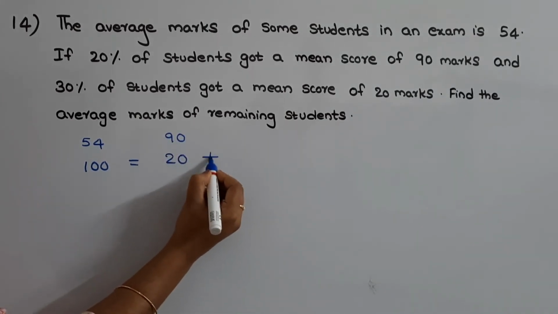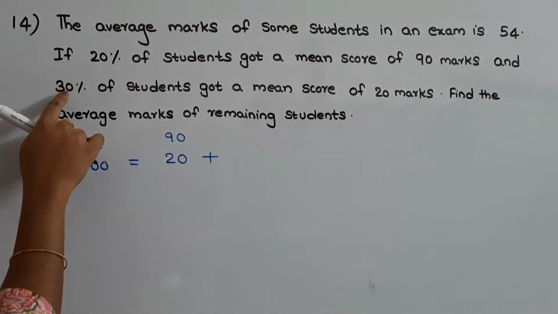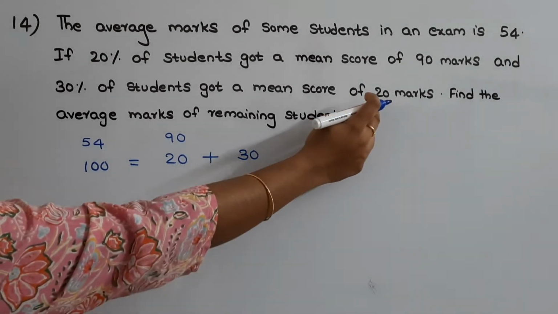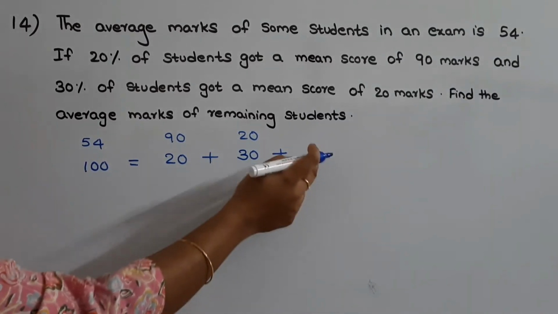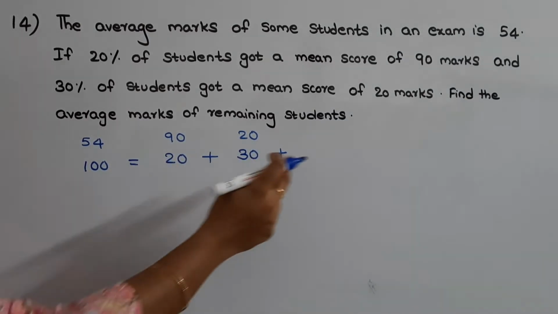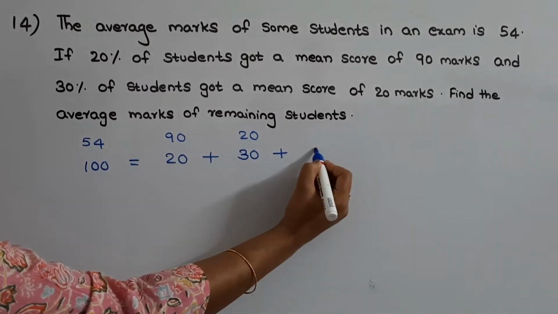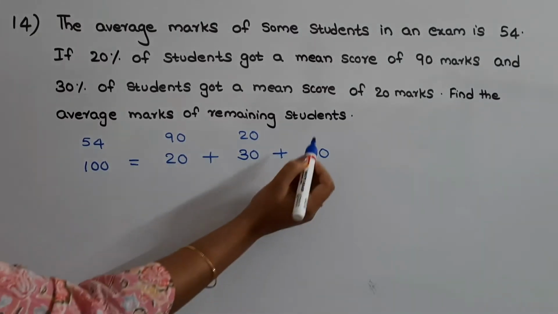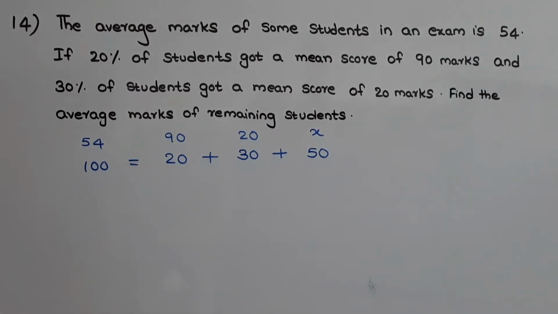Now they have given the average marks scored by 30% of the students as 20. So 30% of 100 is 30. So the average marks of 30 students can be written as 20. So we need to find out the average marks scored by remaining students. So what will be the remaining students? That will be 100 minus 20 minus 30. That is 50. So we need to find out the average marks scored by 50 students. So above this 50, let us write x. This x is the increase in the average marks. So let us first find out the increase in the average marks.